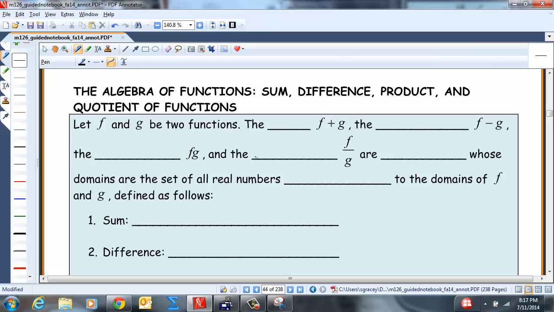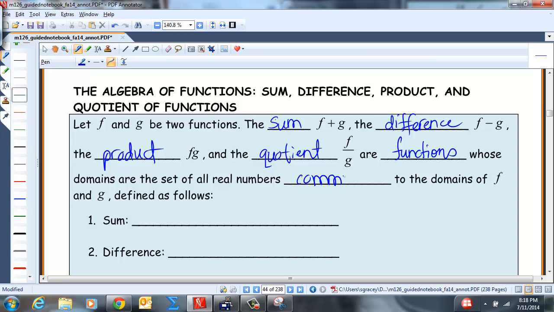So let f and g be two functions. The sum, f plus g. The difference, f minus g. The product, fg. And the quotient, f divided by g, are functions whose domains are the set of all real numbers in common to the domains of f and g.